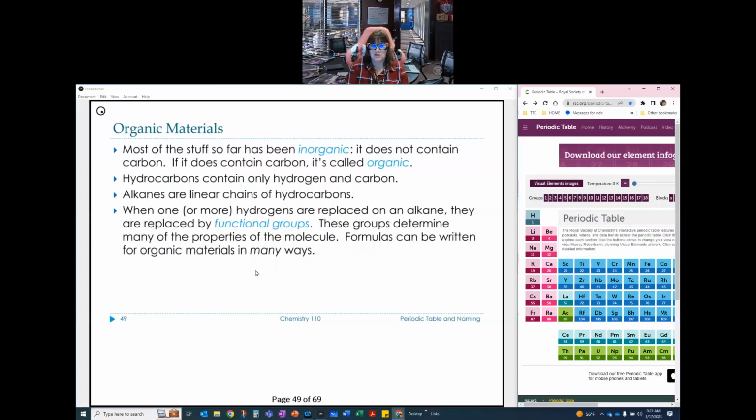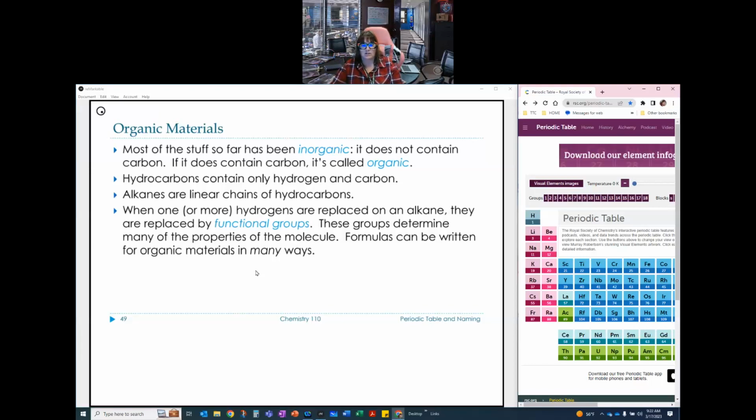Awesome. Now, organic materials. Everything that we've talked about so far has been inorganic. What that means is it does not contain carbon. Right? That's what the term organic actually means in chemistry, as opposed to other things. If it does contain carbon, it's called organic. If it doesn't contain carbon, it's inorganic. So when I go to the grocery store and somebody says to me, oh, look, these are not organic strawberries, I'm going, okay, they contain carbon, so yes, they are. It's kind of annoying, but that's just the way I do things.